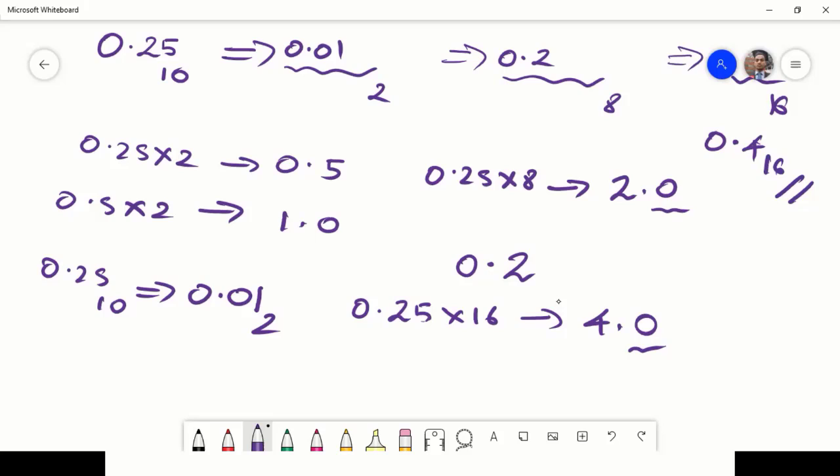So if there is an integer number here, right? You have to divide that by the base until you get remainder 0. Then from bottom to top, you have to write it in front of this decimal value, right? This is how we have to convert. Is it clear? Yep, sir. It's clear.